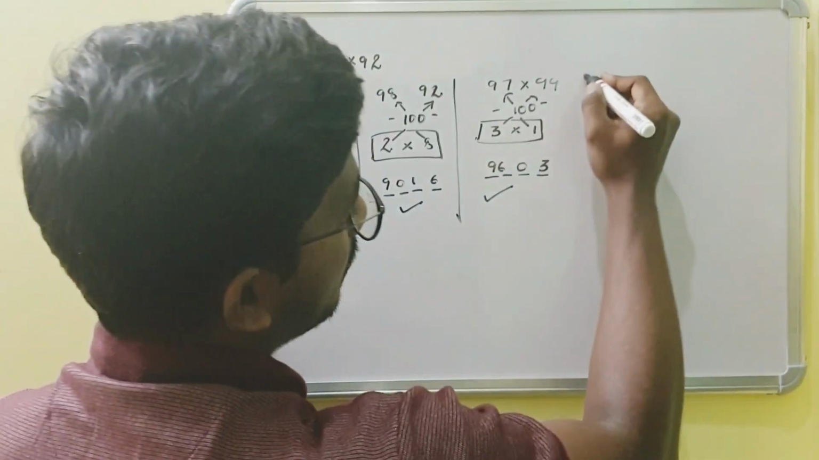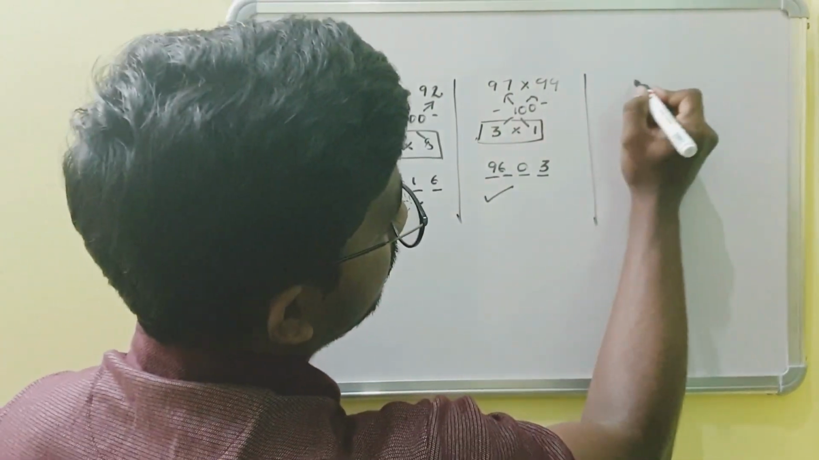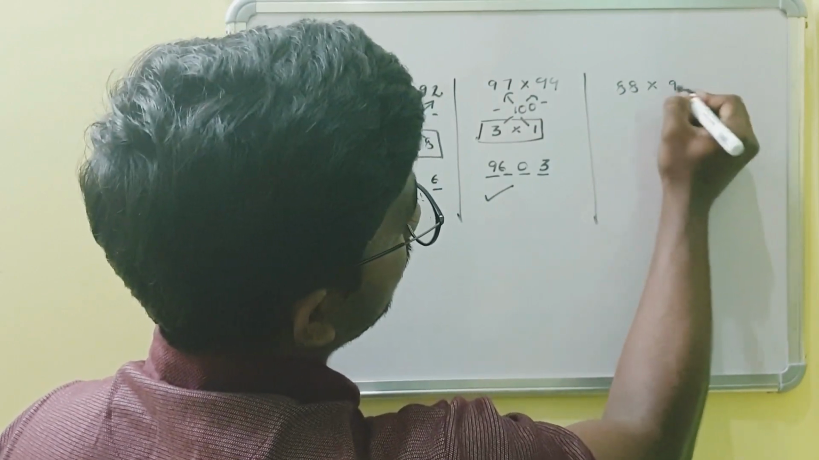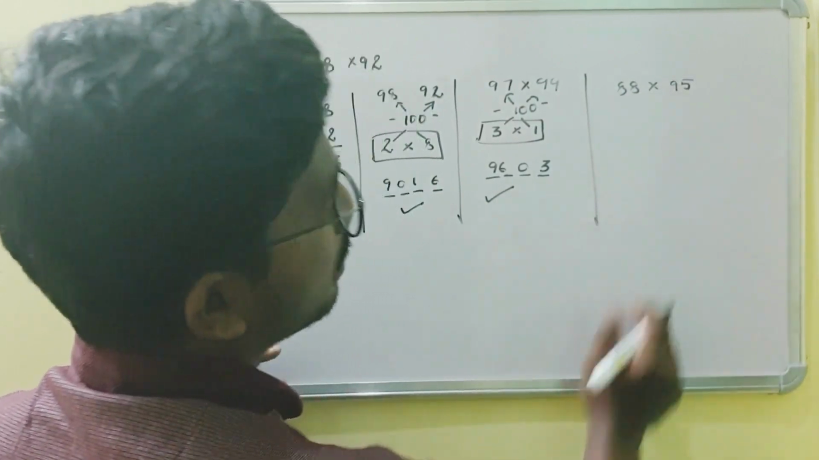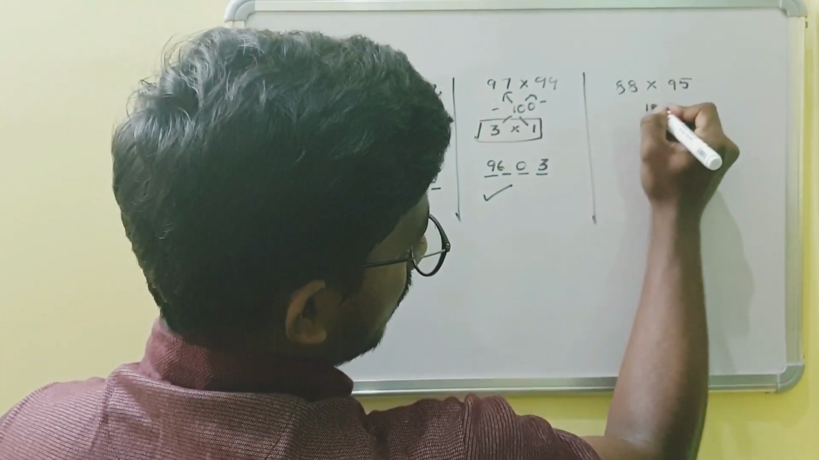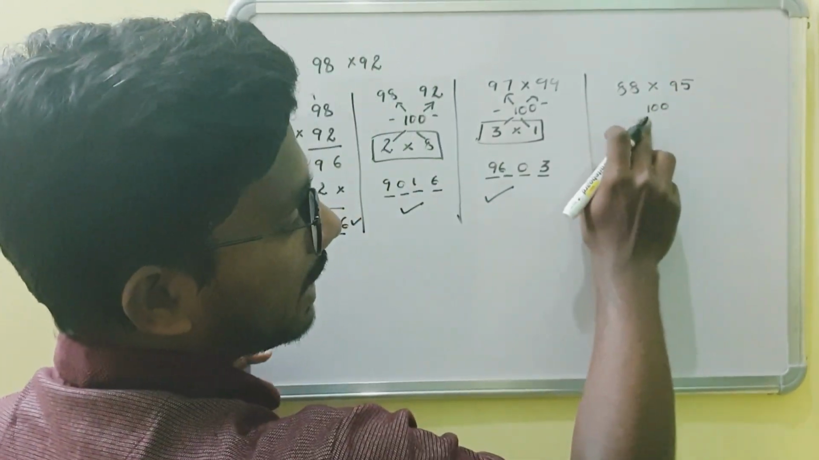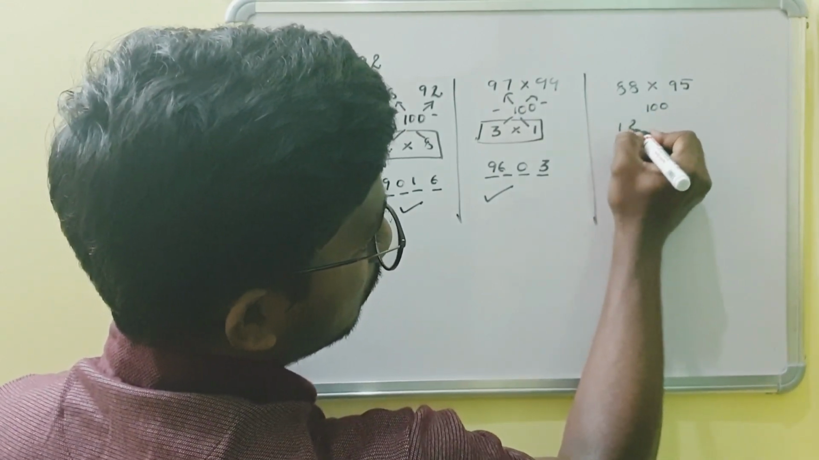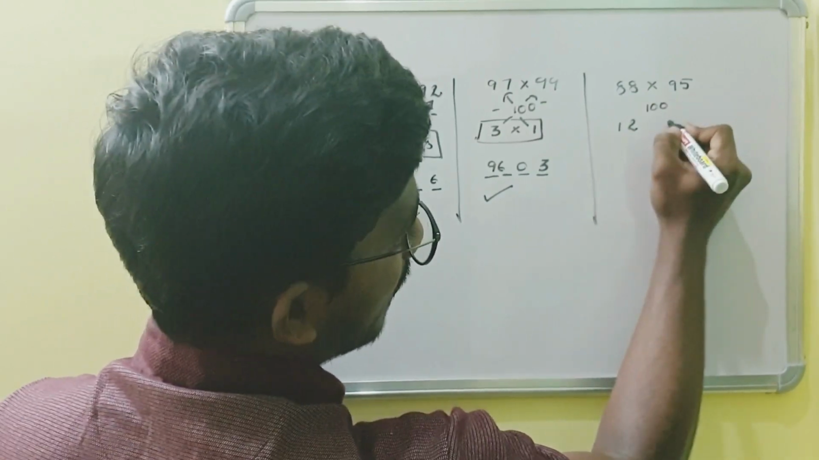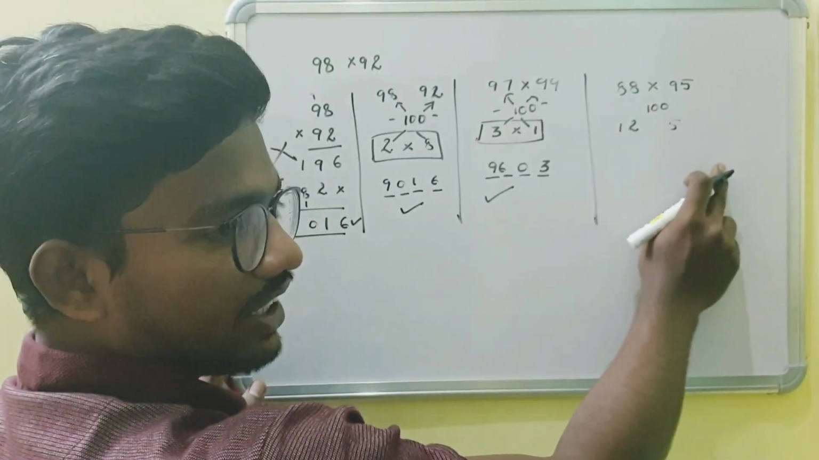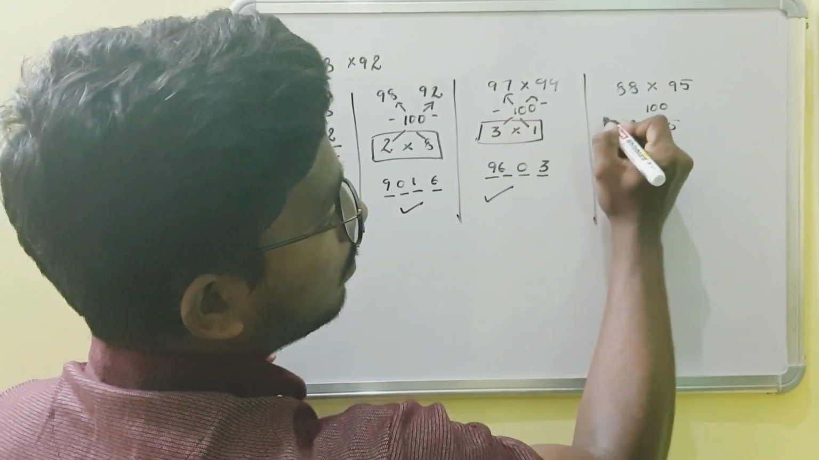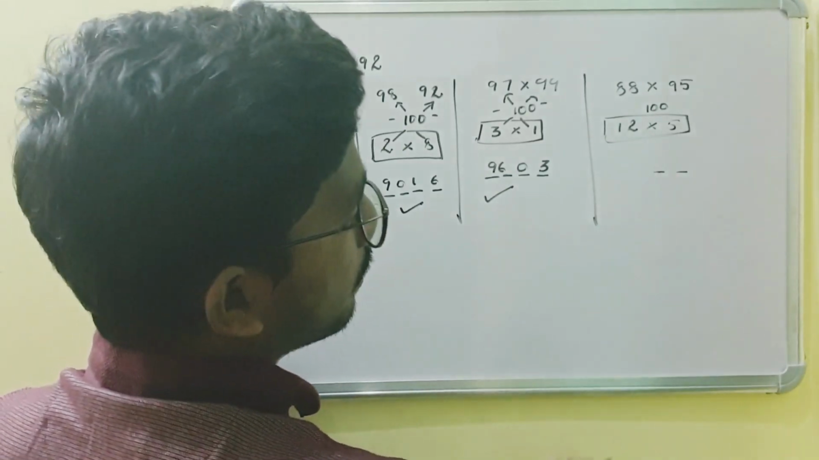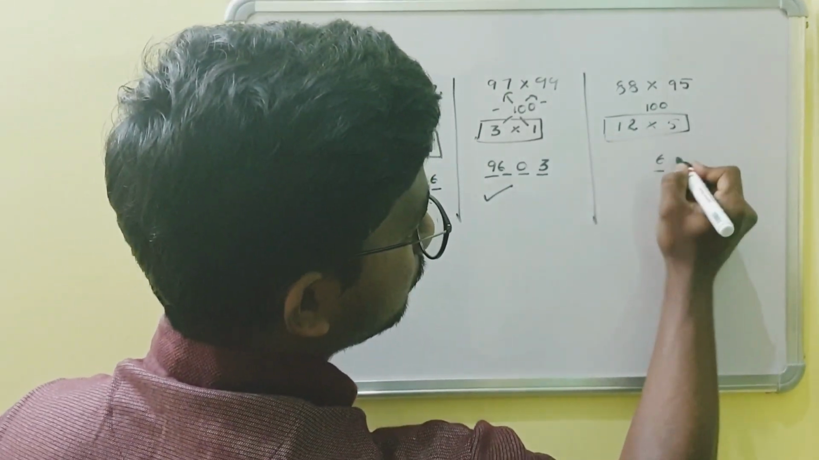Let us take another example. Let us take 88 into 95. I will take 100 as a common number, and I subtract 88 from 100 to get 12, and 95 from 100 to get 5. After obtaining the differences, we multiply those two numbers to get the last two digits of our required number. So 12 into 5 is 60.